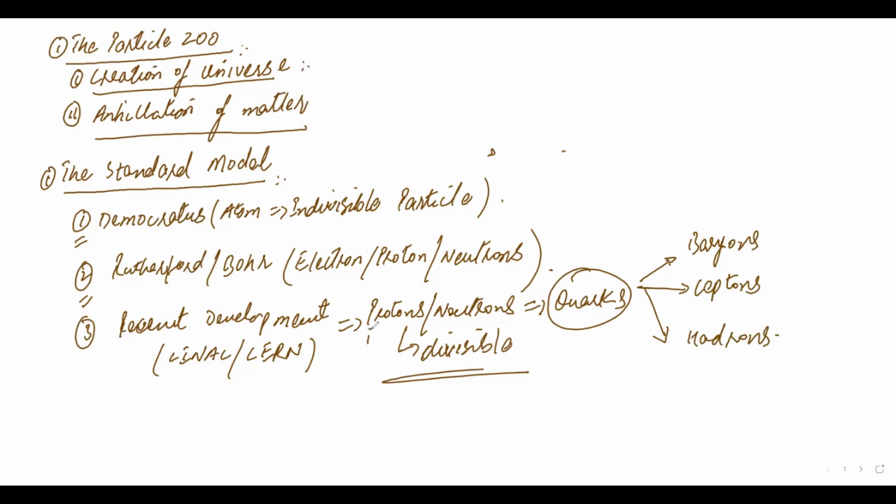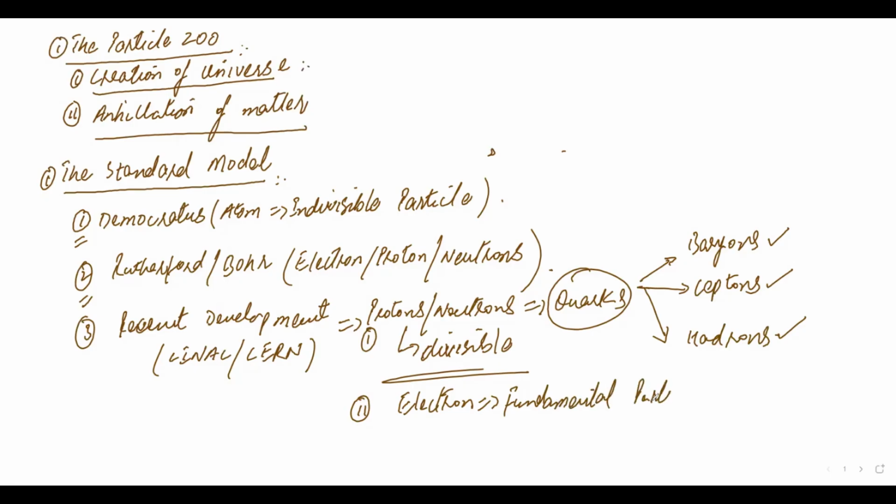So this was the first class. Quarks make up different classes of particles. One of them is the baryon, the second one was lepton, and the third one was hadron. But up till now, we consider electron to be a fundamental particle, right? There's nothing to worry about an electron. Electron is still considered to be a fundamental particle.